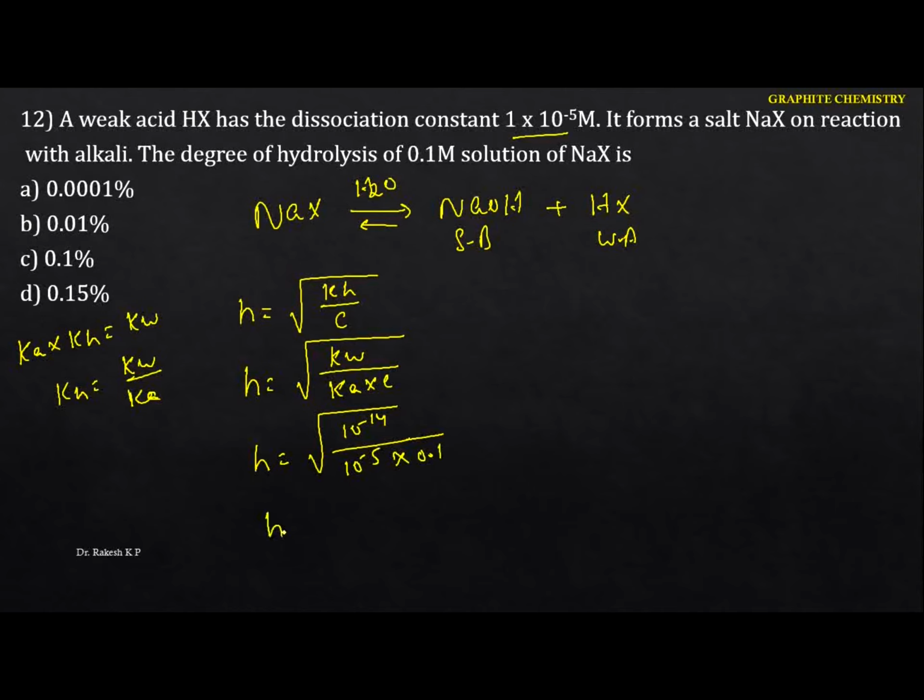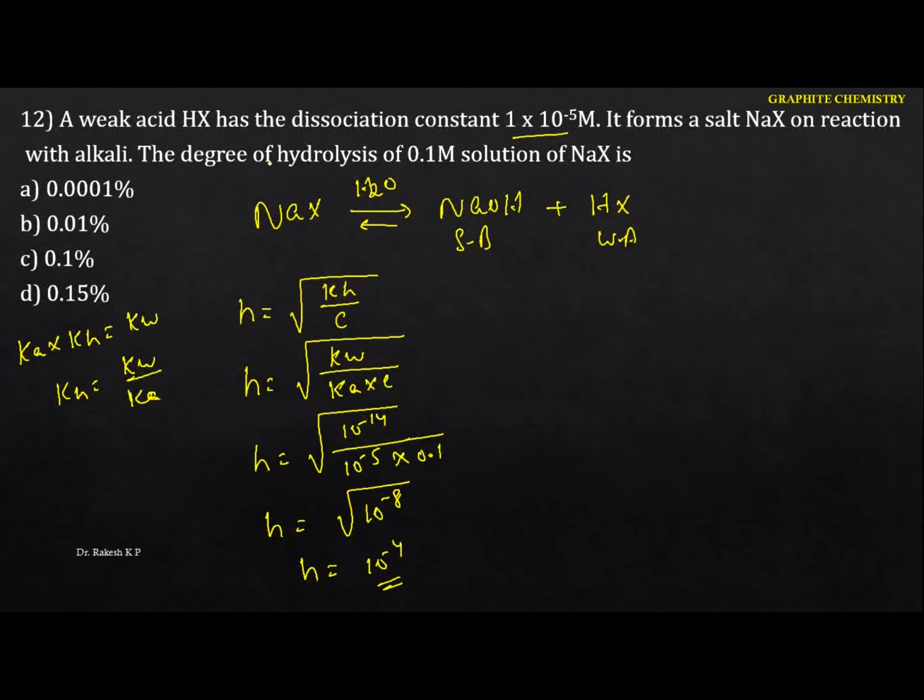So hence for h, what are we going to get? This becomes 10 to the power of minus 1, 10 to the power of minus 6. If it goes to the numerator, here we are going to get 10 to the power of minus 8. If I take the square root, h becomes 10 to the power of minus 4.